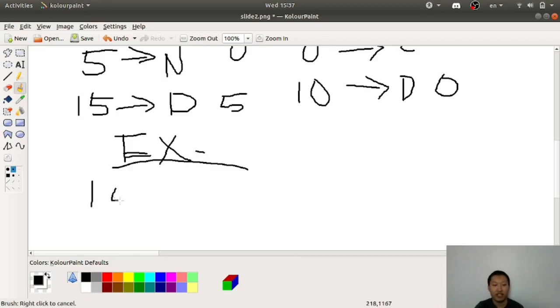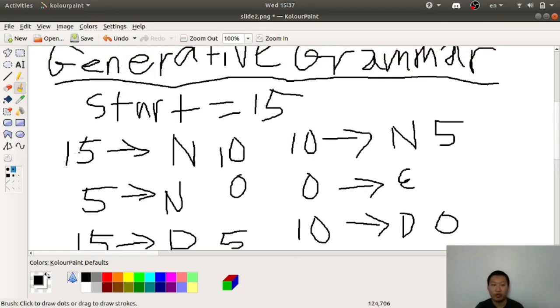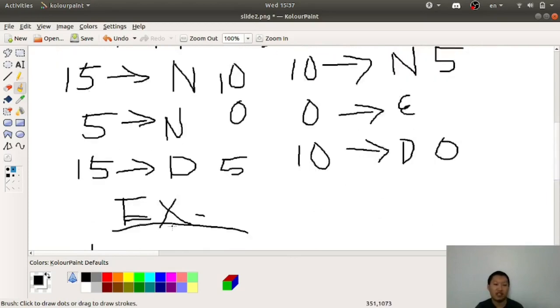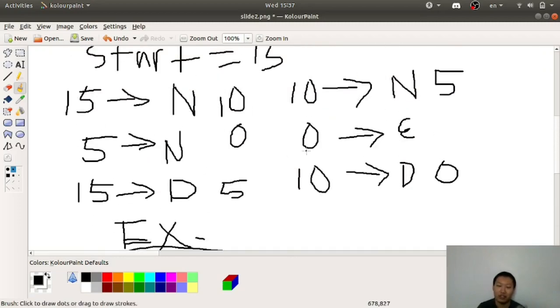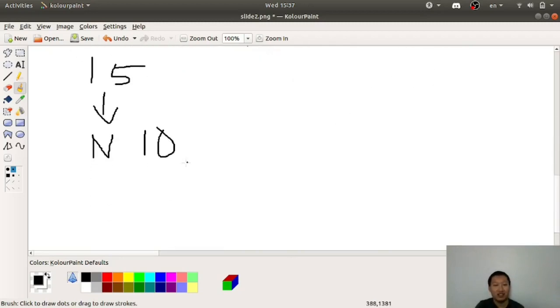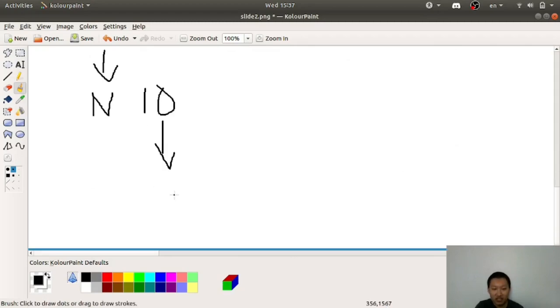So if we start with 15, our rules say that we can replace 15 with n10. So let's go ahead and do that. We're going to replace 15 with n and 10. So far, so good. Now we can replace the 10 using this rule with n5, right? So the 10 is going to turn into n5, and I'm going to carry down this n here.